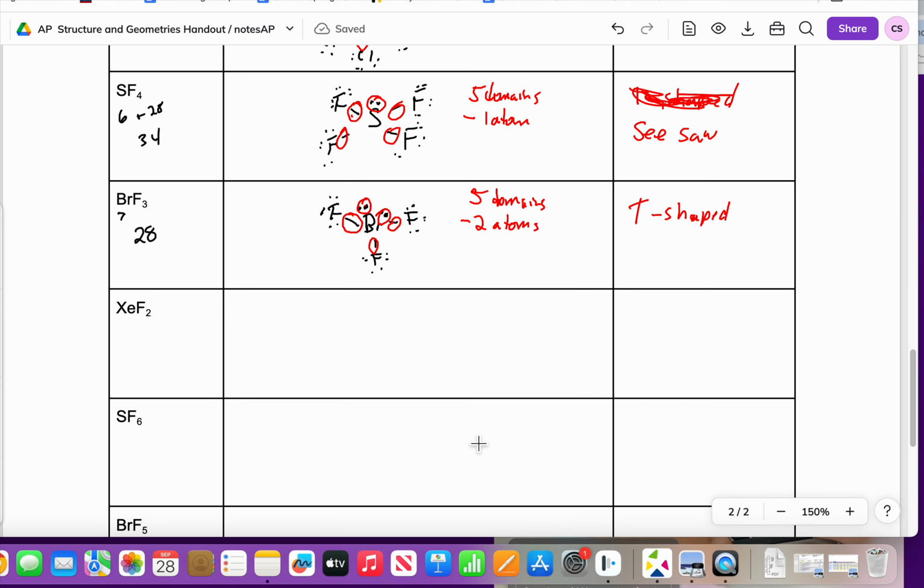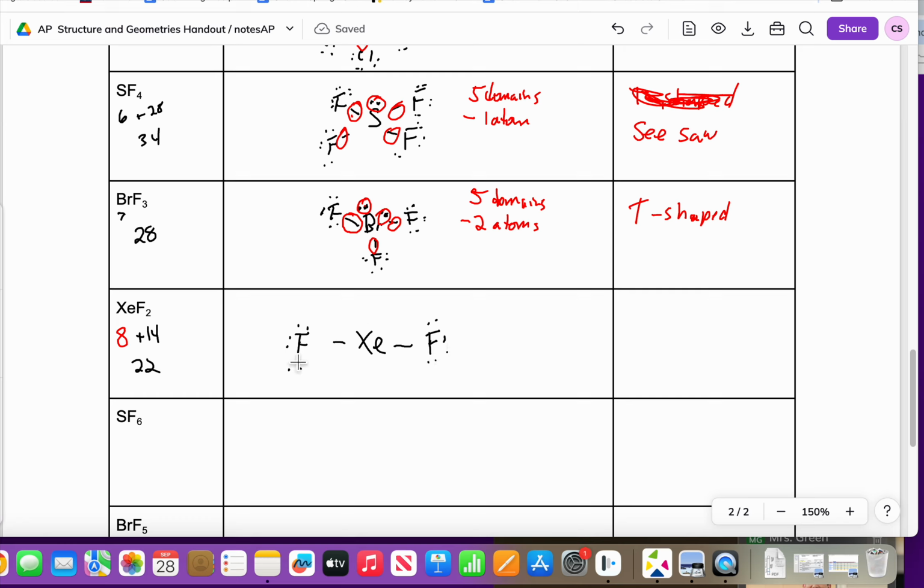Okay, let's do this next one, XeF2. Xe has 8 valence, and F has 7, but there's 2 of them, so that's 14. So that's 22 electrons your picture needs to show. We'll put Xe in the middle, F on this side, and F on that side. We'll give 8 to everything on the outside.